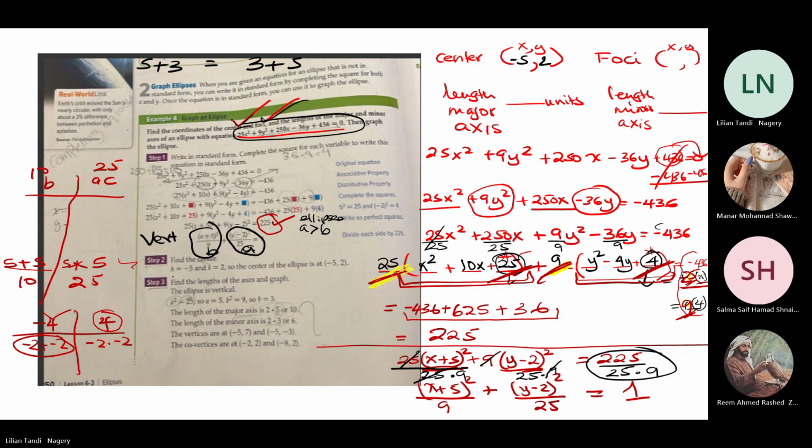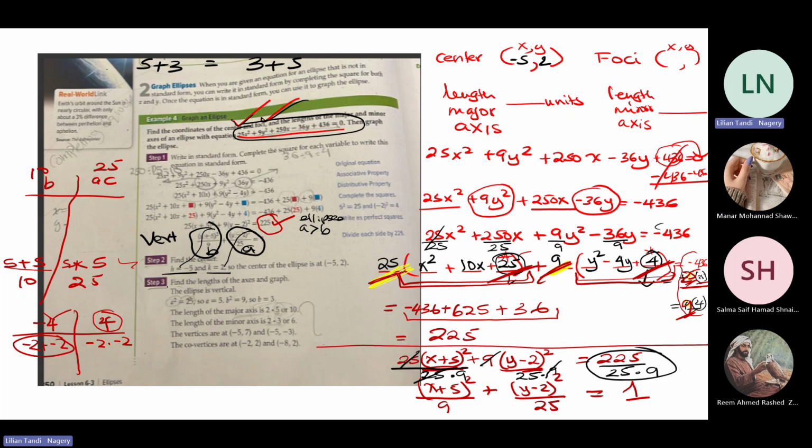Okay. Now we know that the center is -5 and the K is 2. We agree? If it is positive here, it becomes negative.